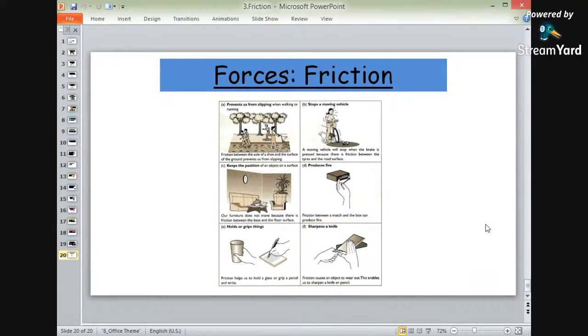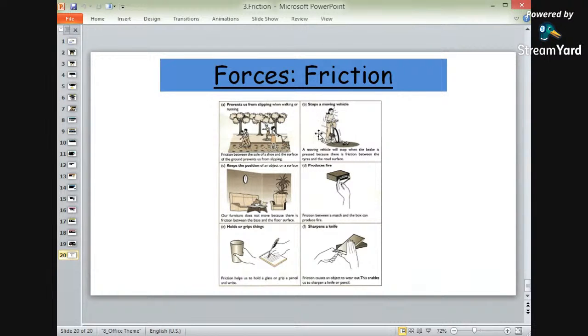Again, in some cases, as I've already said, we require friction. These are the examples in which we require friction, such as to prevent us from slipping when walking or running. If the pavement or road has proper frictional material, this will avoid slipping accidents.